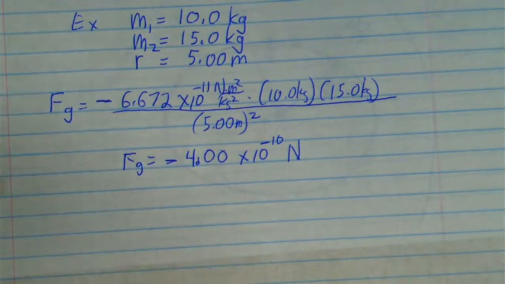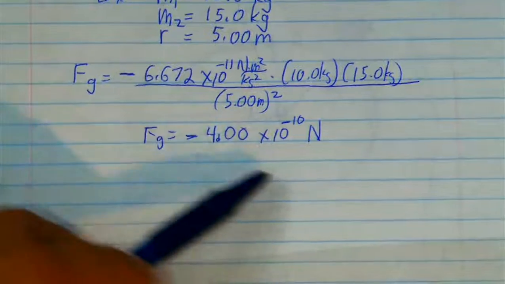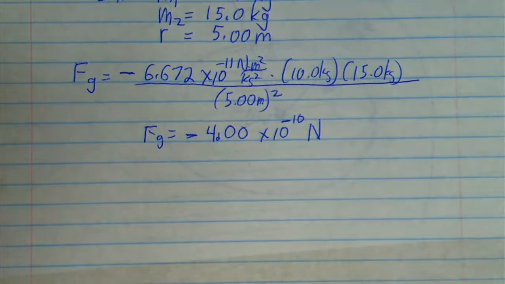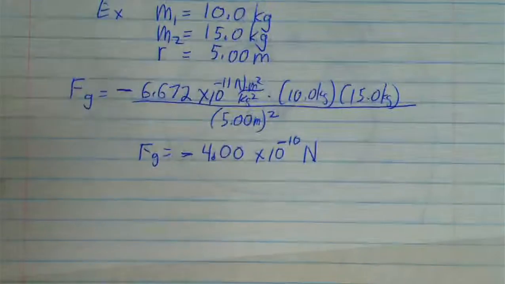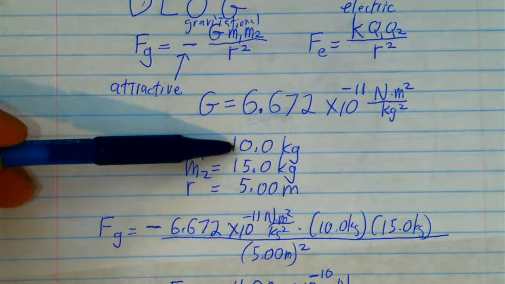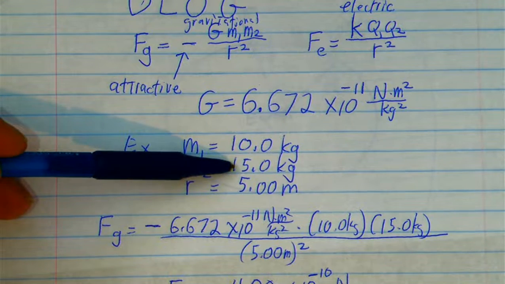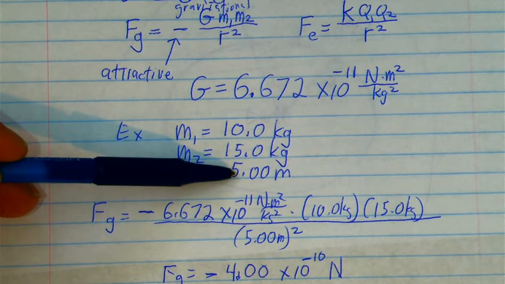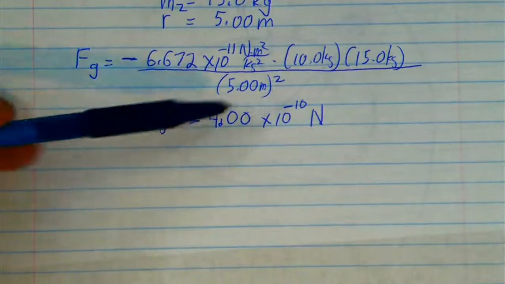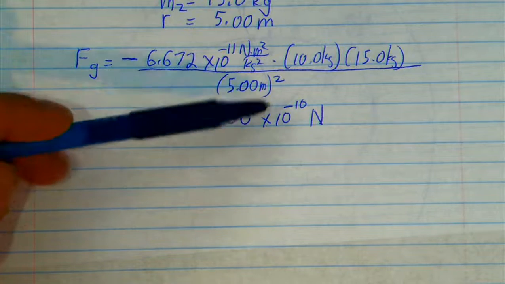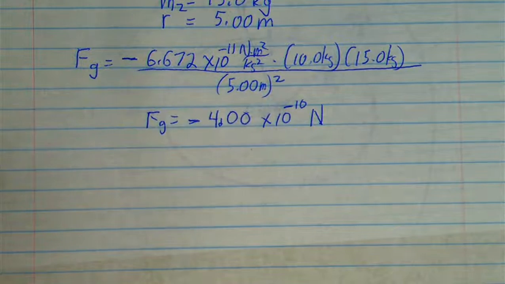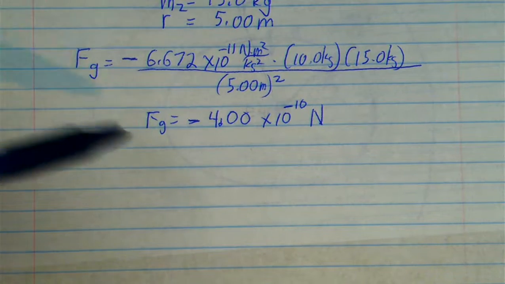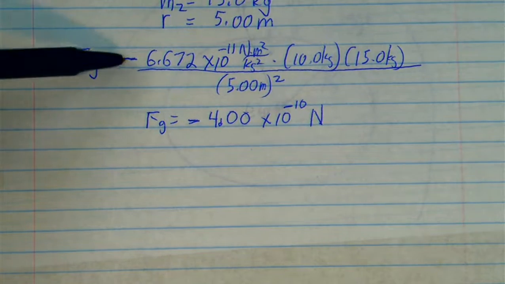This is incredibly weak on the scale that we're used to dealing with. I have a bowling ball and a much more massive bowling ball. They're separated by half the width of a classroom, and the force of gravity between them is 10 to the negative 10th power. That is teeny, teeny, tiny, tiny. The one thing about gravity is, as weak as it is, it's always attractive.